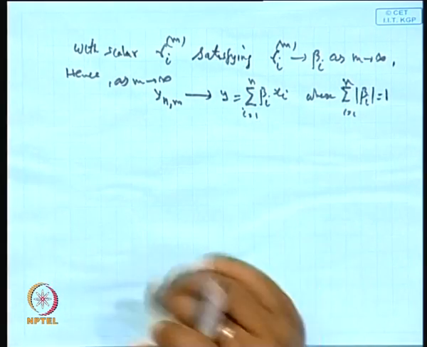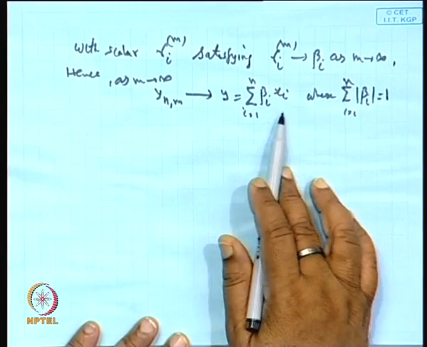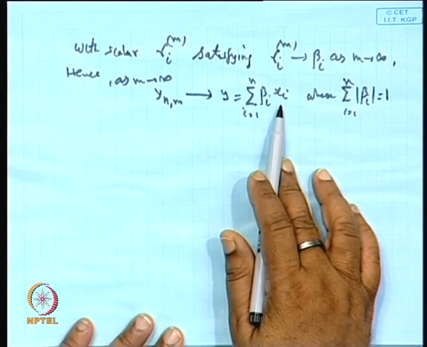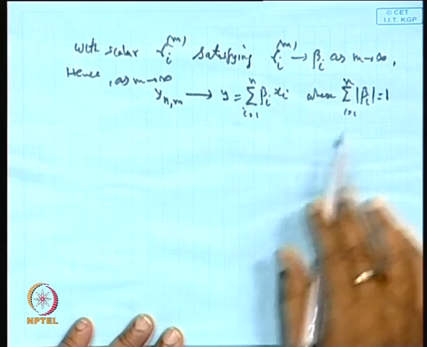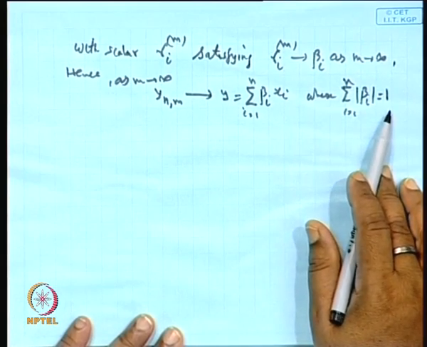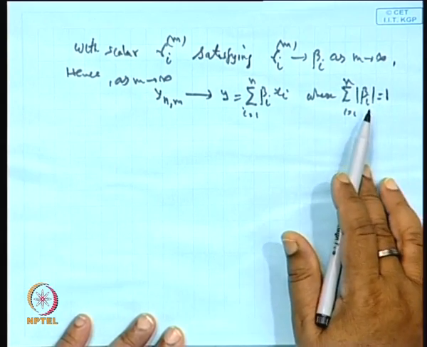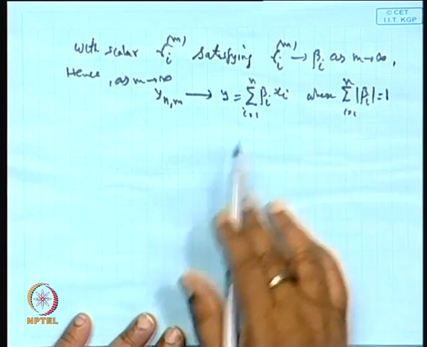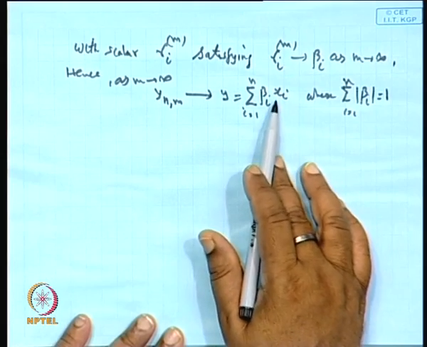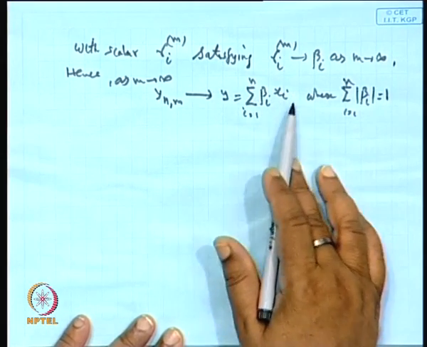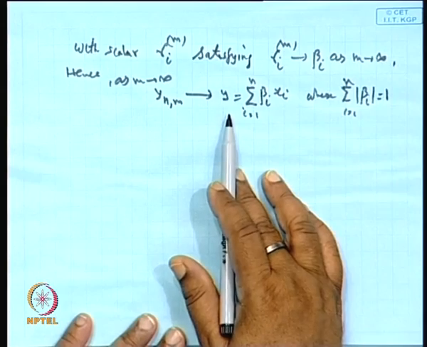Clear? Now, x1, x2, ..., xn are linearly independent vectors. The sum of beta_i is 1. So, all the beta_i cannot be 0. Clear? All beta_i cannot be 0. This is a linearly independent set. So, it means that the linear combination of these vectors, y, cannot be 0.